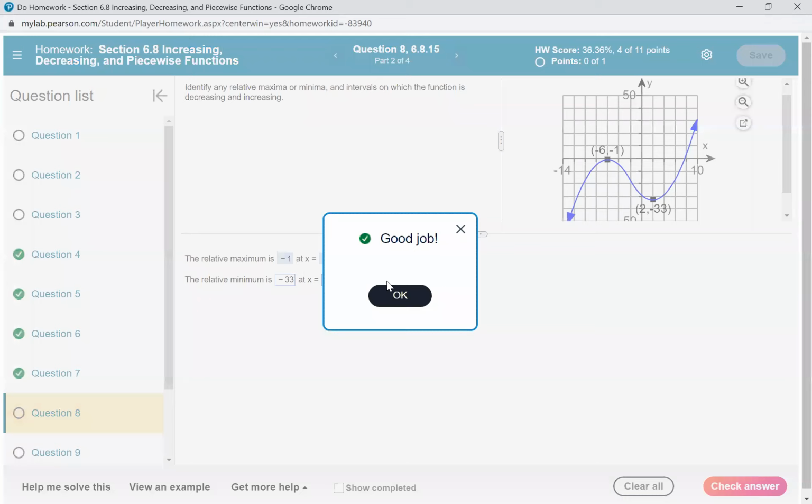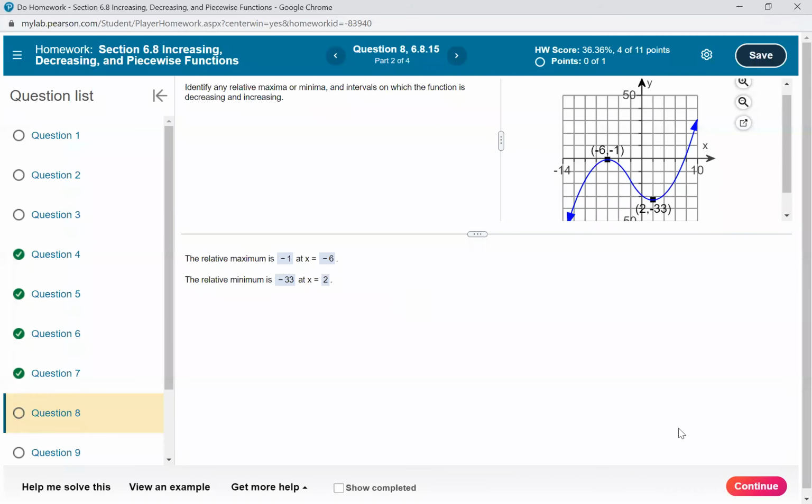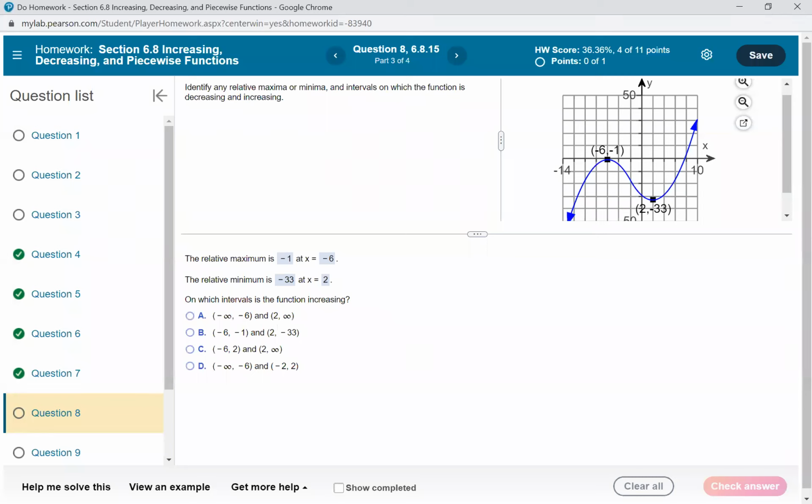Now, we're going to continue on and see what they say. So what intervals is it increasing? Now notice going left to right, if you follow my cursor, it's going uphill right here. And then at that little valley there, it starts going uphill again. So we got 2 intervals. Let's look at this left side first. A. So it's coming in from negative infinity to -6. Good job. And then the second one starts at 2 to positive infinity. Good job.